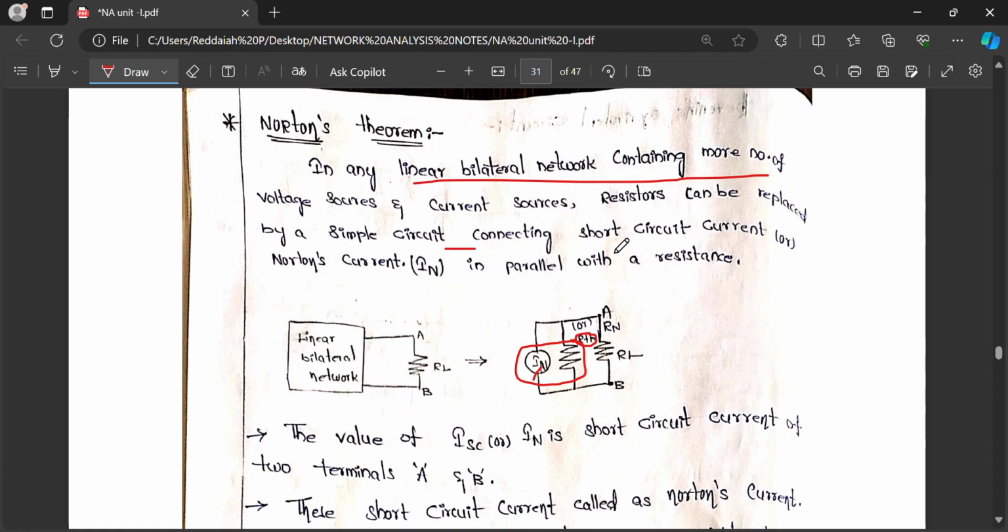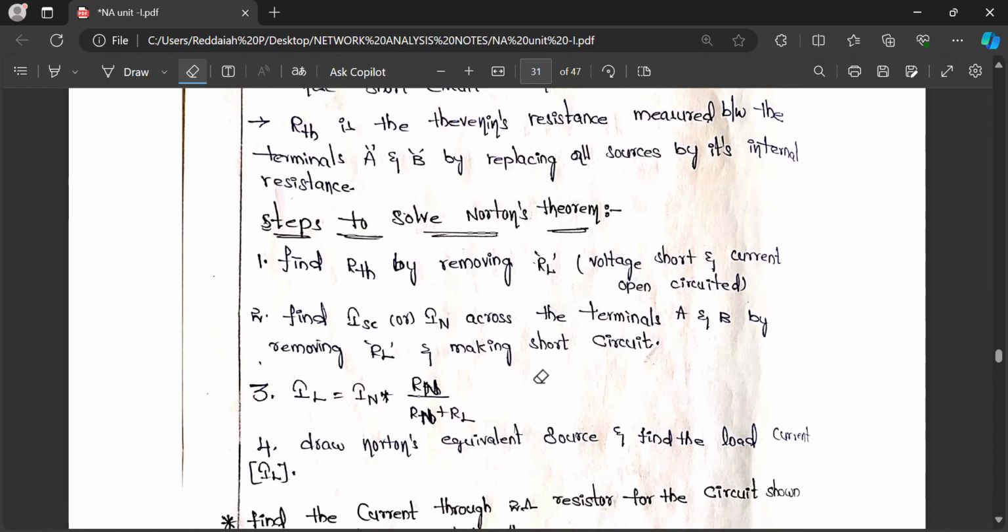In any linear bilateral network containing a number of voltage sources, current sources and resistors, it can be replaced by a simple circuit connecting a short circuit current, that is Norton's current, in parallel with a resistance RTH or RN. This entire circuit can be drawn as one equivalent circuit. This circuit we have to remember, similar to how we remember Thevenin's equivalent circuit. IN, RN, RTH: RN and RTH both are same. Norton's current is the short circuit current.